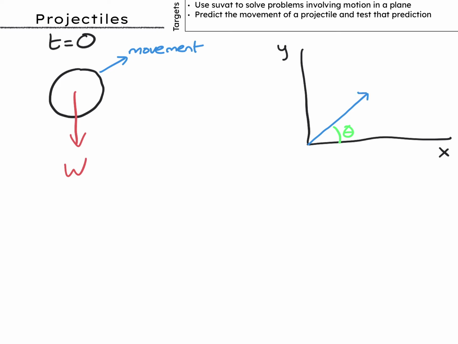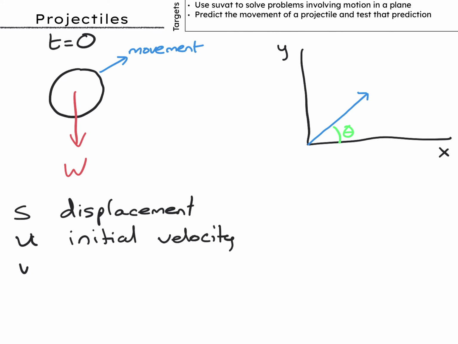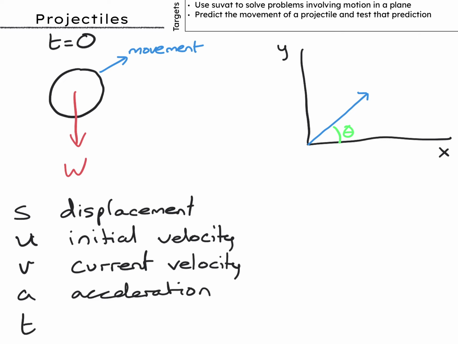The quantities I want to monitor are s, the displacement, u, the initial velocity, v, the current velocity, a, the acceleration, and t, the time taken. We're going to split this problem in two. I could, of course, choose anything as my axes, but since g always acts down, let's have a horizontal and a vertical axis.